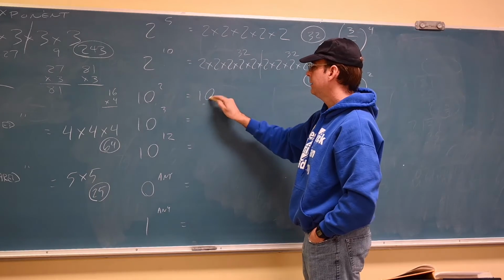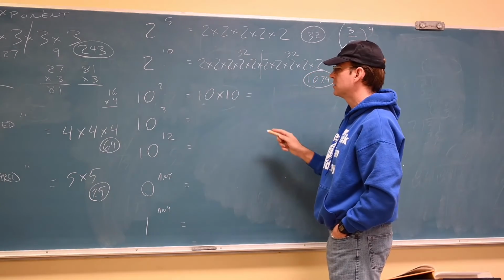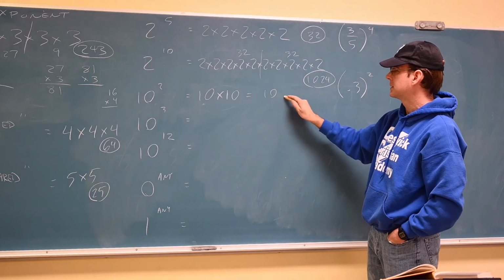10 to the 2nd, we just go 10 times 10 for 10 squared, and that would get us 100.